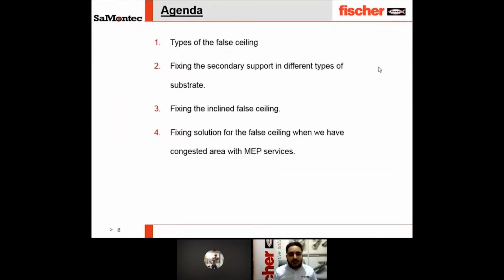Inshallah, what we are going to talk about today, the first thing, the types. We have different types of false ceiling. We will talk about it, and the fixing of secondary support with different types of substrate, for example concrete, hollow core, steel, whatever. Also the fixing of inclined false ceiling, when you have an inclined ceiling, and the solution for that. Also the most common problem we have faced on site when installing the false ceiling, the congestion of the MEP. When you have a congested area for the MEP, you surely need a solution for this problem.